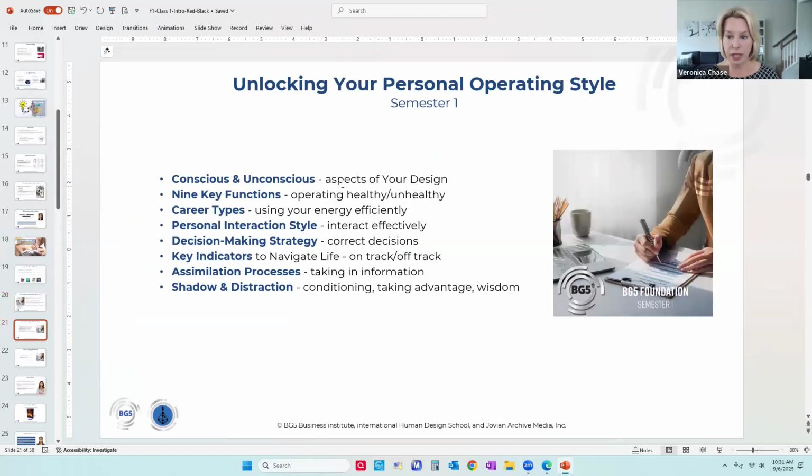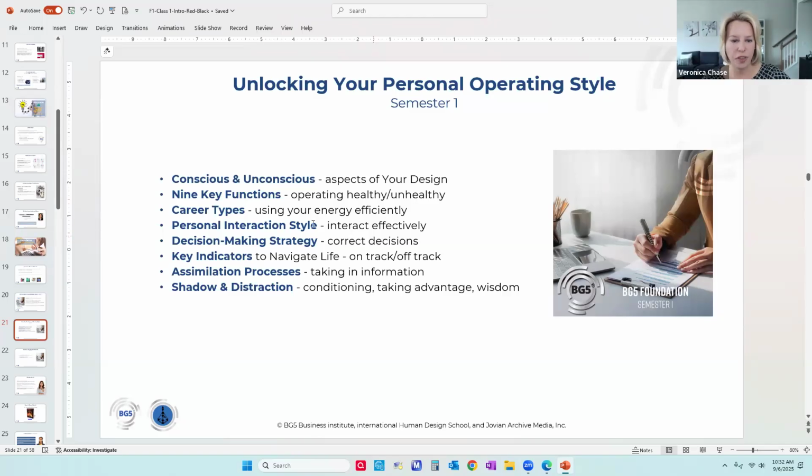All right, so in semester 1, we are going to be talking about the conscious and unconscious aspects of your design. We're going to get into that today. And then I get into the 9 key functions. What does healthy and unhealthy look like? We take a deeper dive into each of the career types and what does it mean to use your energy efficiently. Personal interaction style is tied to that, how you're meant to interact effectively.